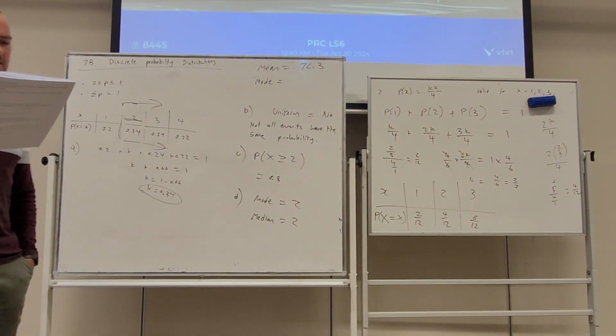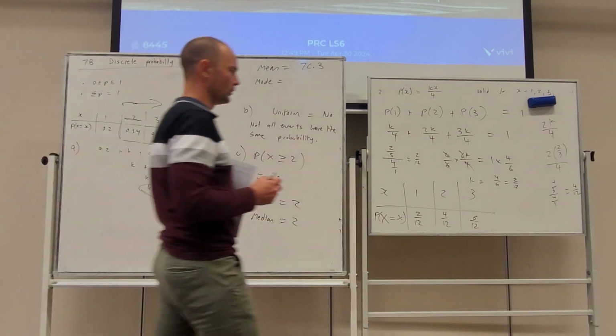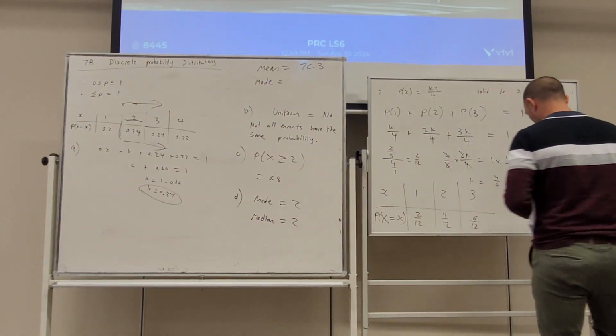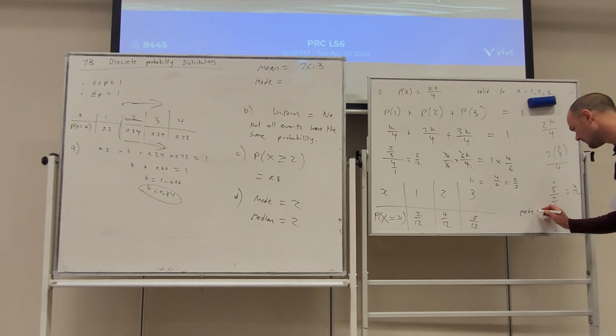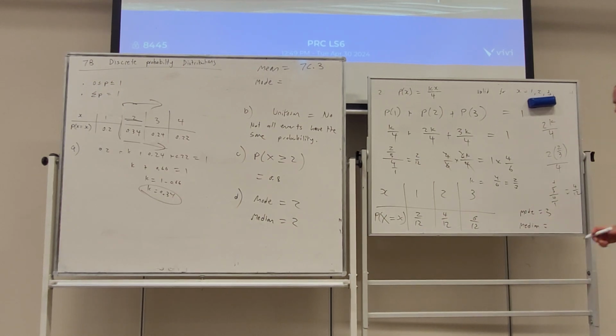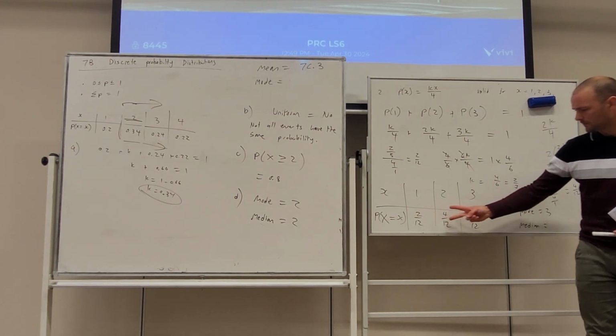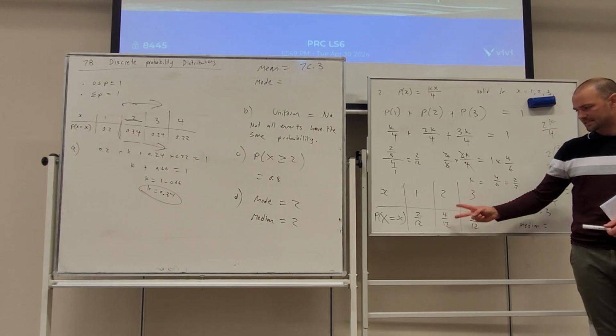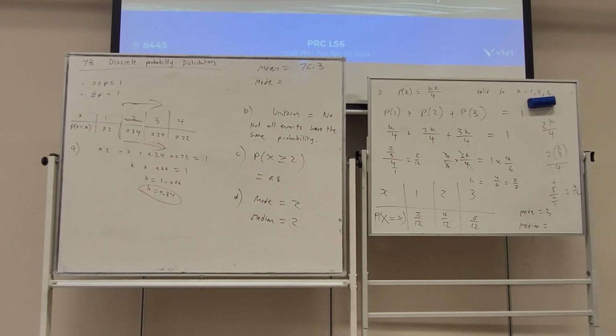Part C, find the median and the mode. The mode is the event with the highest probability, so the mode is 3. The median is the event such that the cumulative probability reaches or exceeds 0.5. So here we have 2 on 12 plus 4 on 12, that gives us 6 on 12. So the median is 2.